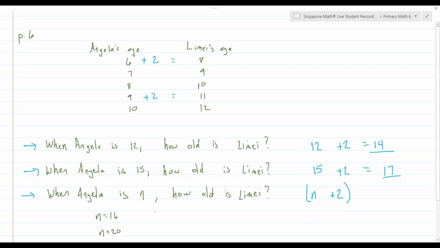And then they say, well, when N is 16, N plus 2 is the same thing as 16 plus 2. That's 18. So if Angela is 16, Lamai is 18. And then if Angela is 20, N plus 2 is Lamai's age. 20 plus 2 is 22. That would tell us what Lamai's age is. So saying Lamai's age is N plus 2 is just a really convenient way of talking about the two ages and comparing them together.